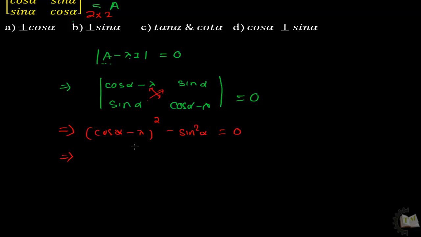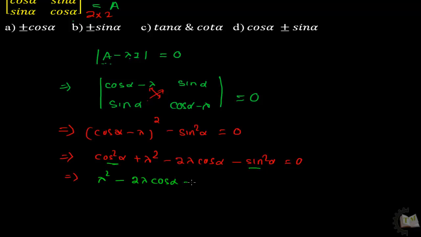and applying the formula for a minus b whole square, that will be cos square alpha plus lambda square minus 2 lambda cos alpha minus sin square alpha equal to 0. Next, solve this equation according to the power of lambda, that is lambda square minus 2 lambda cos alpha, and these two terms will be cos square alpha minus sin square alpha equal to 0.